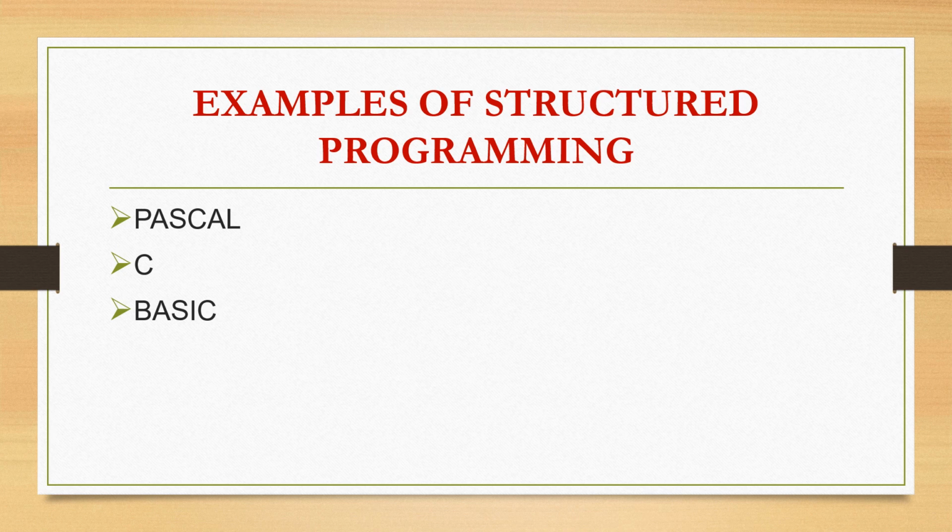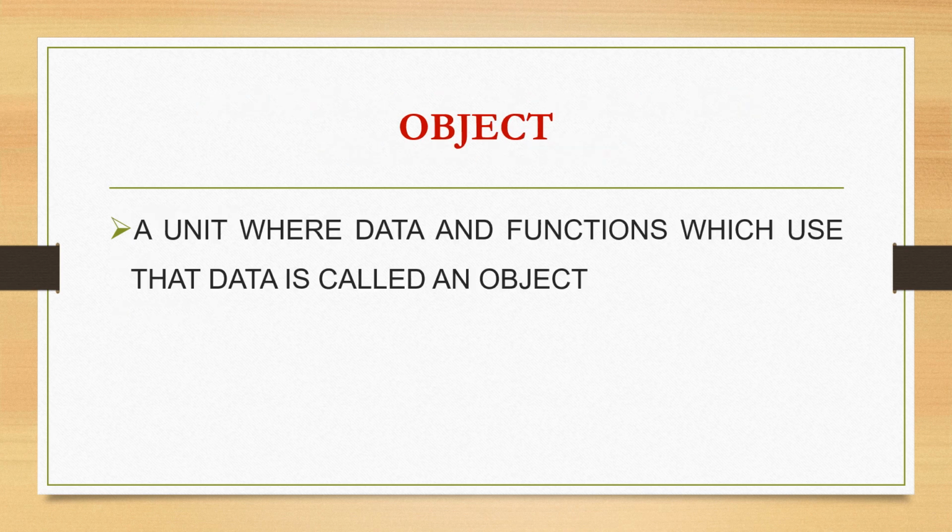Now let us come to what are the examples of structured programming languages. We have Pascal, C, Basic, Fortran, which were structured programming languages. Now what is an object? A concept which is used in object-oriented programming. It is a unit or a block wherein data and the functions that use that data is called an object. So it is a single entity.